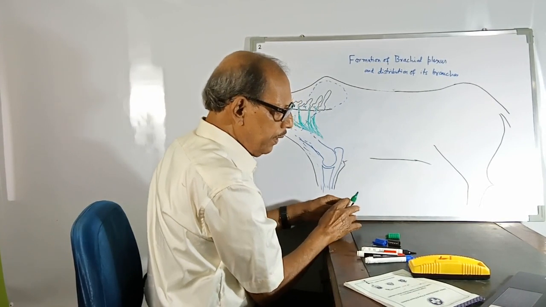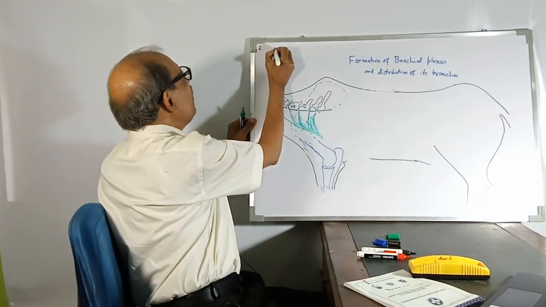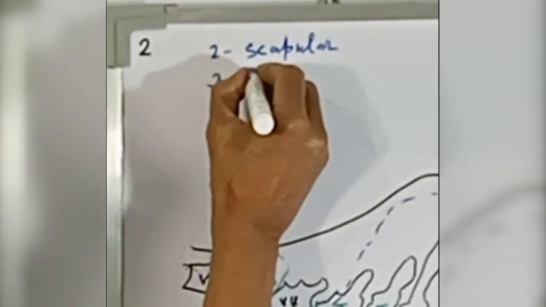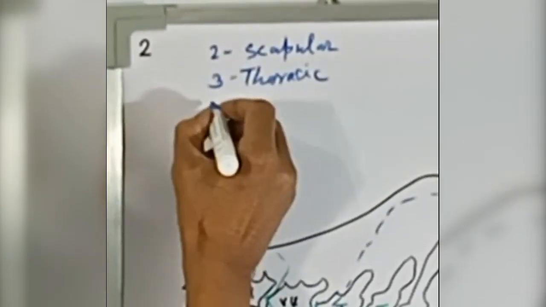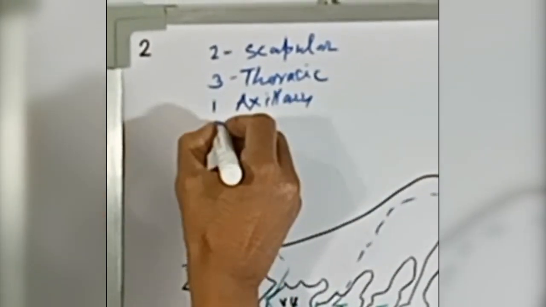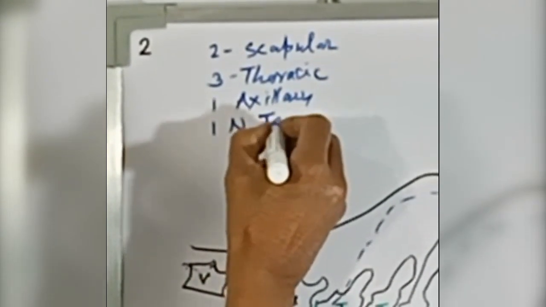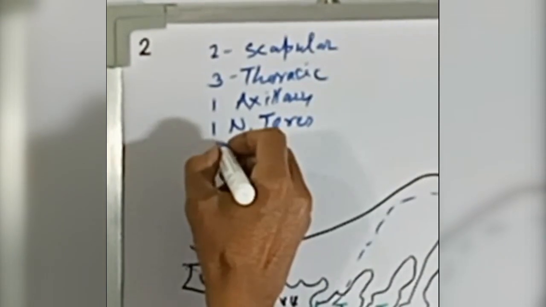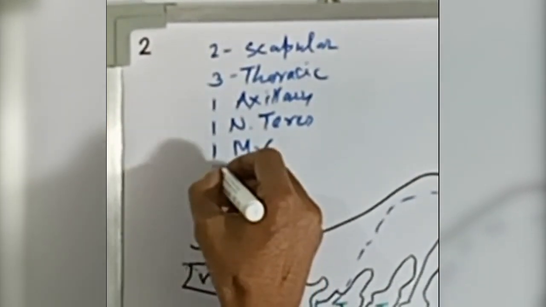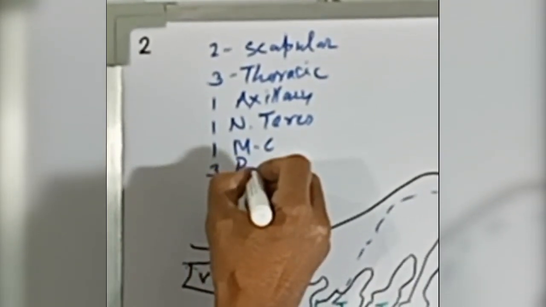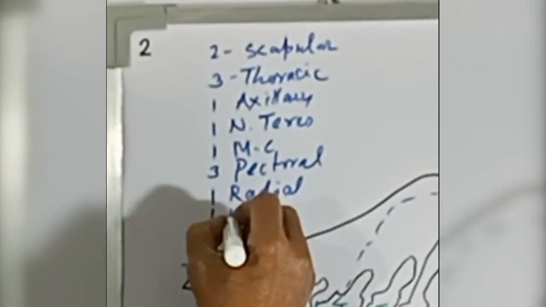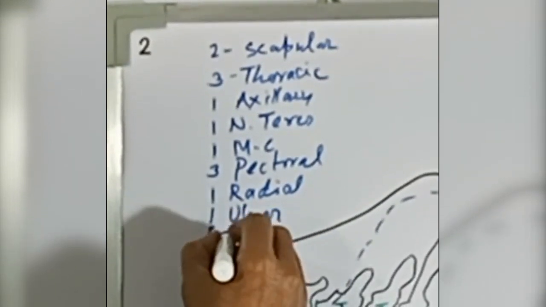So these branches, there is a way to remember: 2 scapular branches, 3 thoracic branches, 1 axillary branch, 1 nerve to teres muscle, 1 musculocutaneous, then 3 to 4 pectoral nerves, then 1 radial nerve, 1 ulnar nerve, and the other is the median nerve.